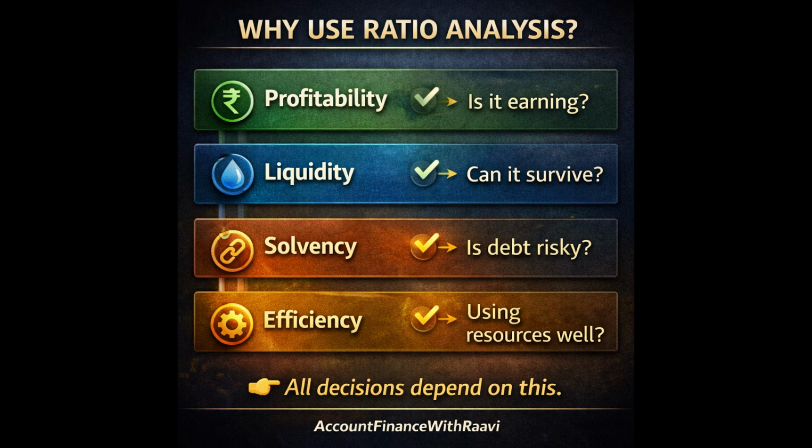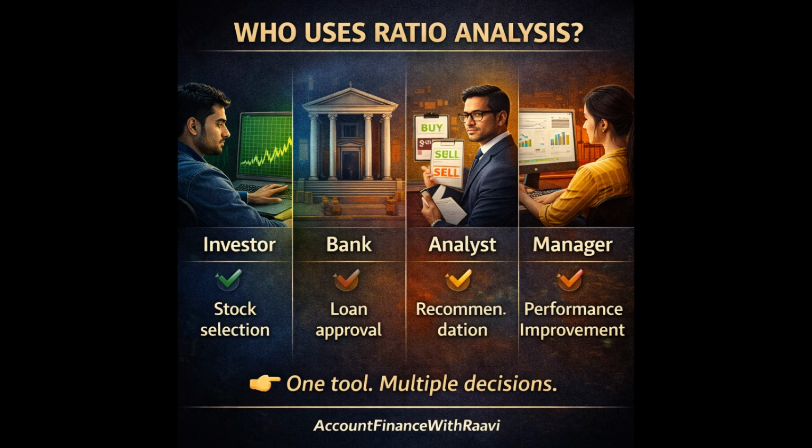Now, why ratio analysis? Normally ratio analysis is mainly used to understand the performance of the company, that is, how it is earning. We'll be using profitability ratios for this. In order to know whether the company can survive, we'll be using liquidity ratios. In order to understand the debt structure of the company, we'll be using solvency ratios. And in order to know whether the company is utilizing its resources effectively, we'll be using efficiency ratios. So all the decisions depend on ratio analysis.